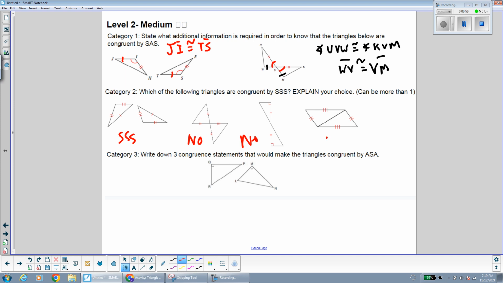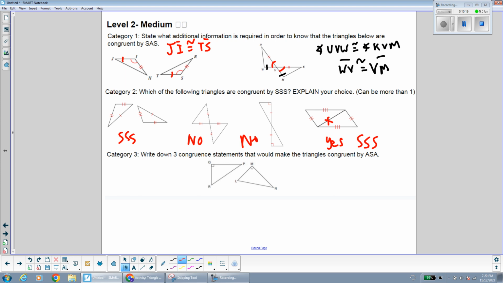And over here, yes. These are congruent by SSS. We have the two pairs of congruent corresponding sides from the givens, and then we also have the shared side. That's congruent to itself by the reflexive property. So we have three pairs of congruent corresponding sides.